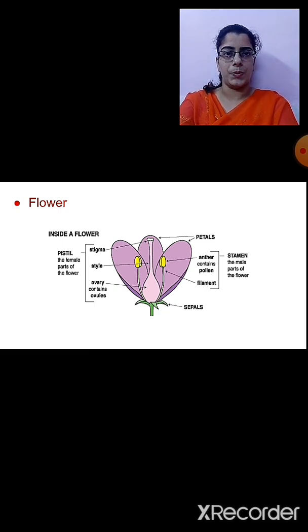Stamen consists of two parts, that is anther and filament. And pistil is the innermost part of the flower. Pistil consists of style, stigma and ovary. Ovary is the lowermost and the swollen part of the pistil. If we cut the ovary, small bead-like structures are visible to us. These small bead-like structures are known as ovules. I hope you have understood this chapter.